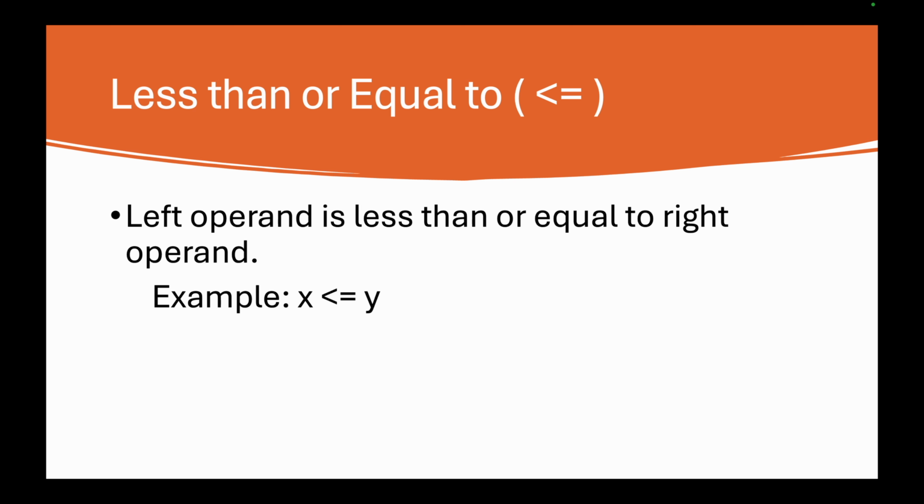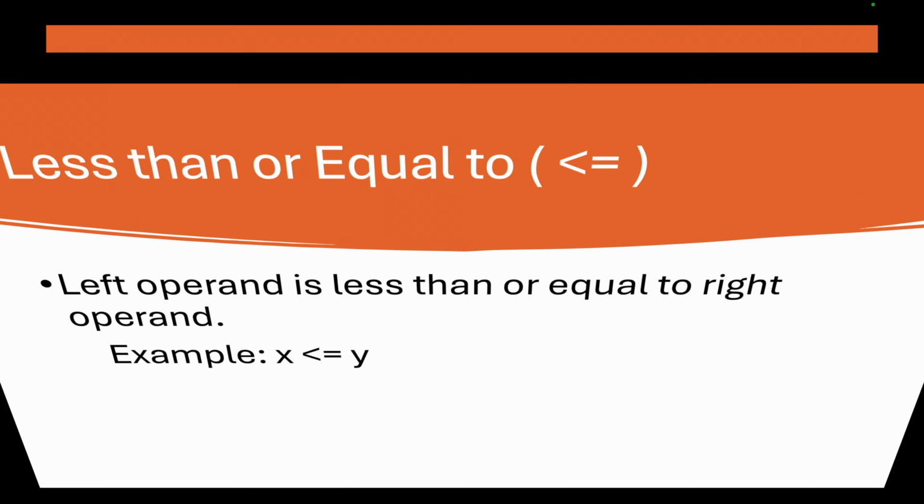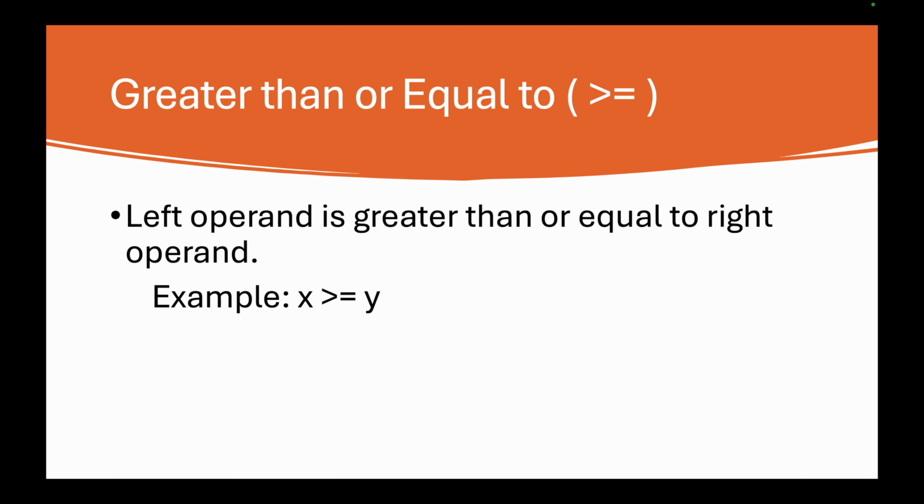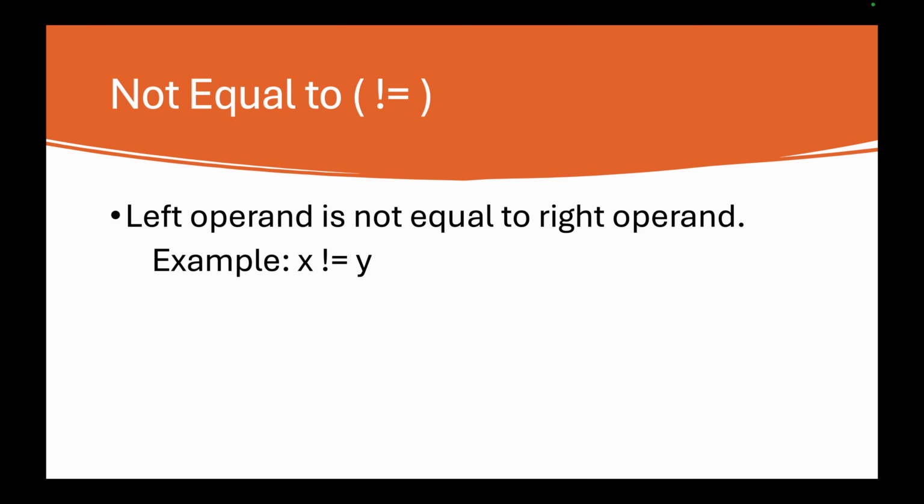Now let's move to another operator. This is greater than or equal to. In this case, the left operand is greater than or equal to the right operand, and we represent it by x is greater than or equal to y. The last is the not equal to operator. In this case, the left operand is not equal to the right operand, and we denote it by x does not equal y. Now let's practice all of the comparison operators in Python code.